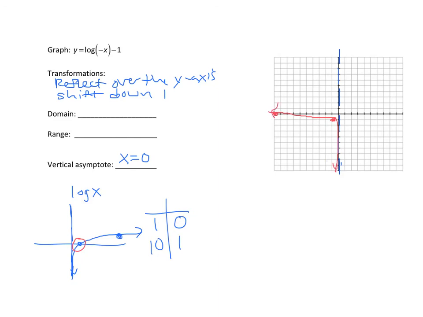So the domain of this graph, now it has lots of negative x values, it doesn't have any positive ones. It's going to go forever to the left, so -infinity would be my lowest x value, because it doesn't have a lowest x value, and then its highest x value approaches 0, but it won't ever hit it, so we do a parenthesis. And then the range is still -infinity to infinity for all log graphs.